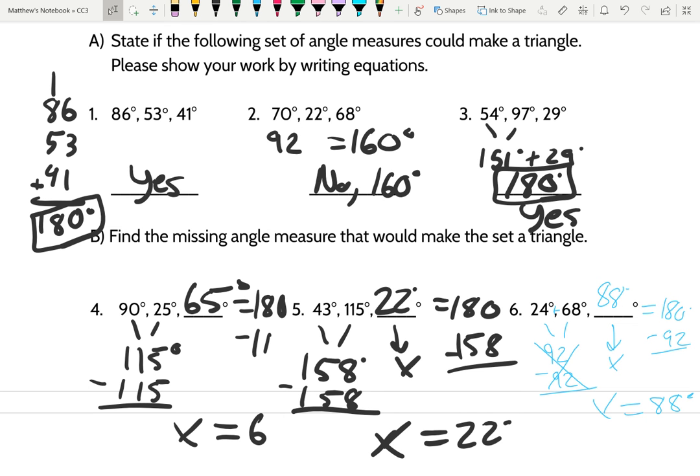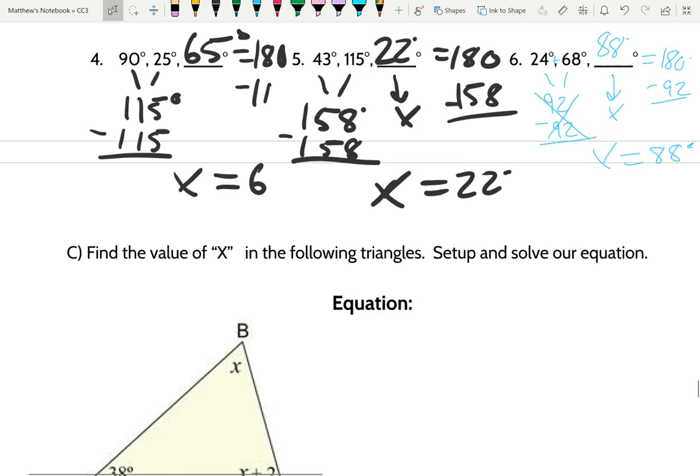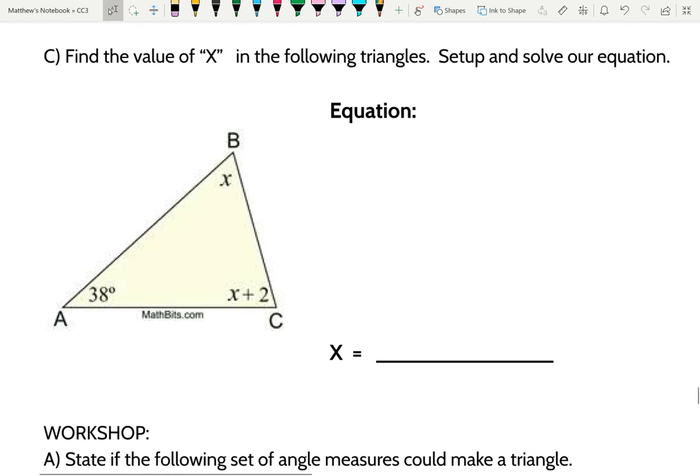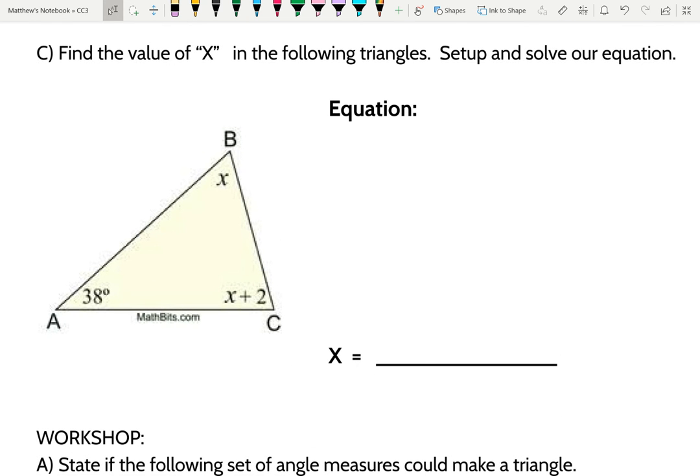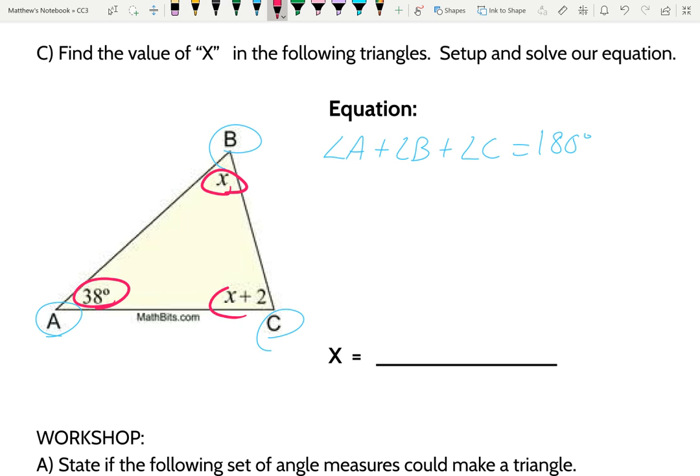Now that we've gone through the first two parts, it's going to get a little bit more challenging. But again, if we write out an equation like we did for those first two parts, we're going to be fine. So we've got our three angles here, A, B, and C. And if we write out the equation, it's going to be the angle A plus angle B plus the measure of angle C to add up to 180 degrees. And now I can just fill in the parts that I know with what I see here in the picture.